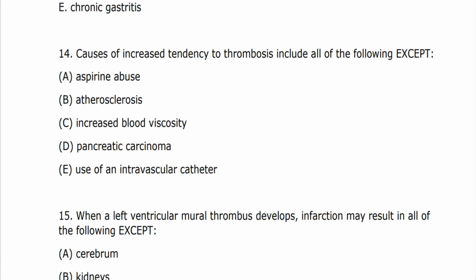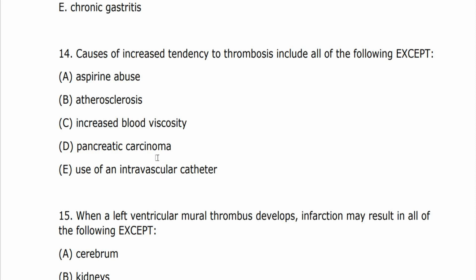Question 14. Causes of increased tendency to thrombosis include all the following except... Aspirin is antiplatelet, so it will prevent thrombus formation. Atherosclerosis will definitely increase the tendency to form a thrombus. Increased blood viscosity should also increase it.